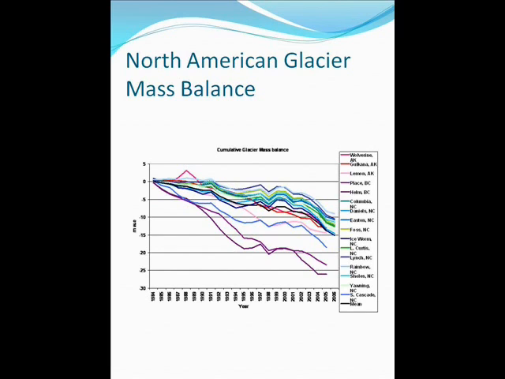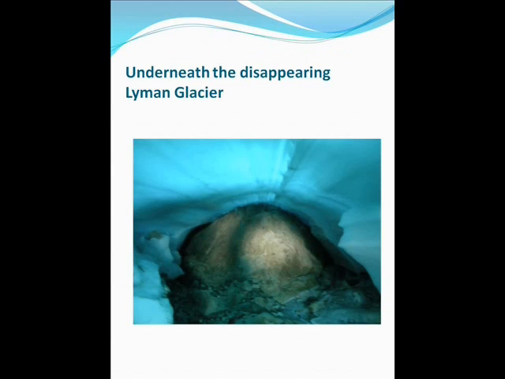Here's the curves of all North American glacier mass balances over the last 25 years, and you can see very similar trends, all downward. The Lyman Glacier is worse than this trend. And not all glaciers with negative balances are retreating. And finally, a view underneath the disappearing Lyman Glacier.